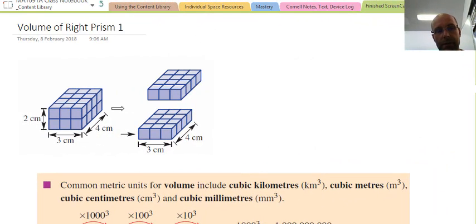In this video is a bit of a review about the idea of volume and moving towards finding the volume of right prisms. So first of all, what is volume? We've no doubt heard this before in our previous classes. Volume is the amount of three-dimensional space within a closed solid object, and we can break that down into a simple model here as a start.